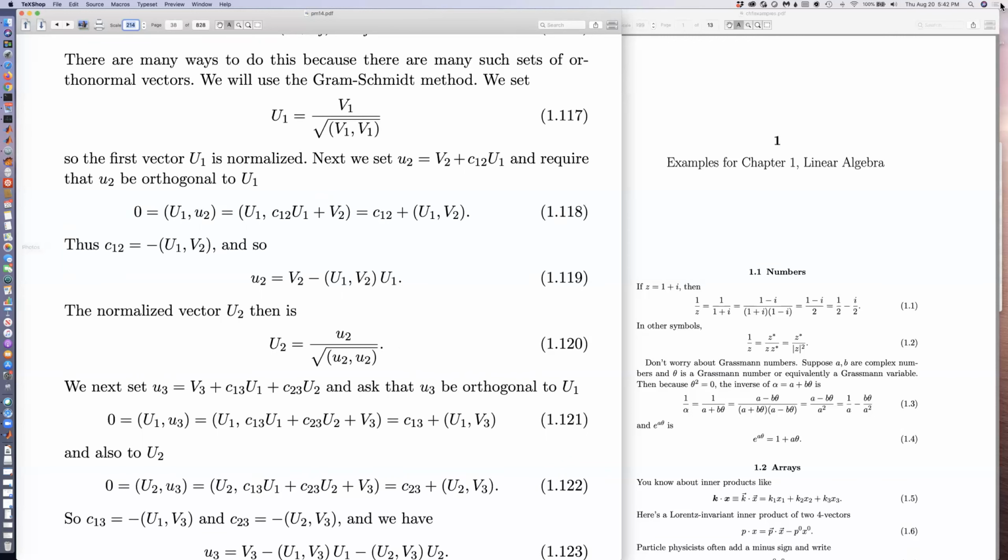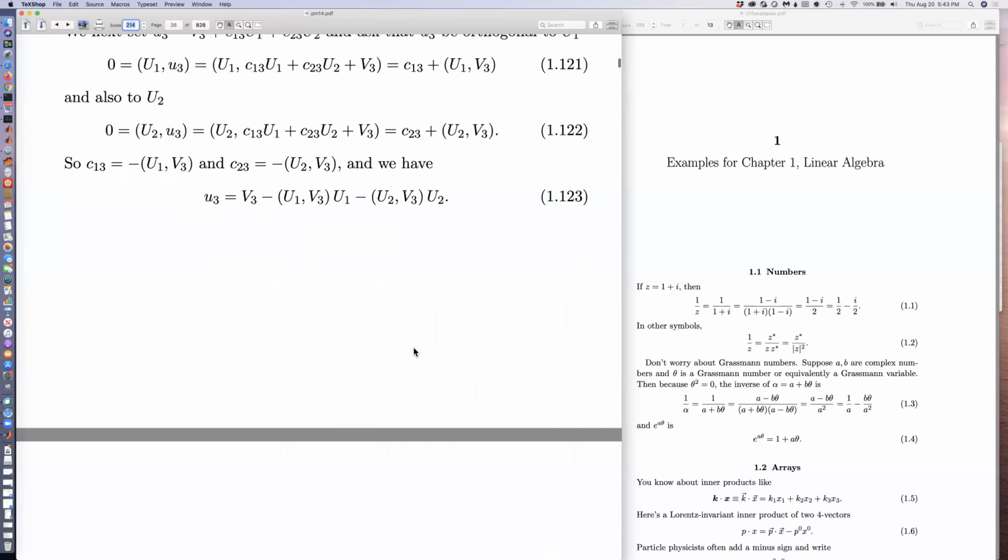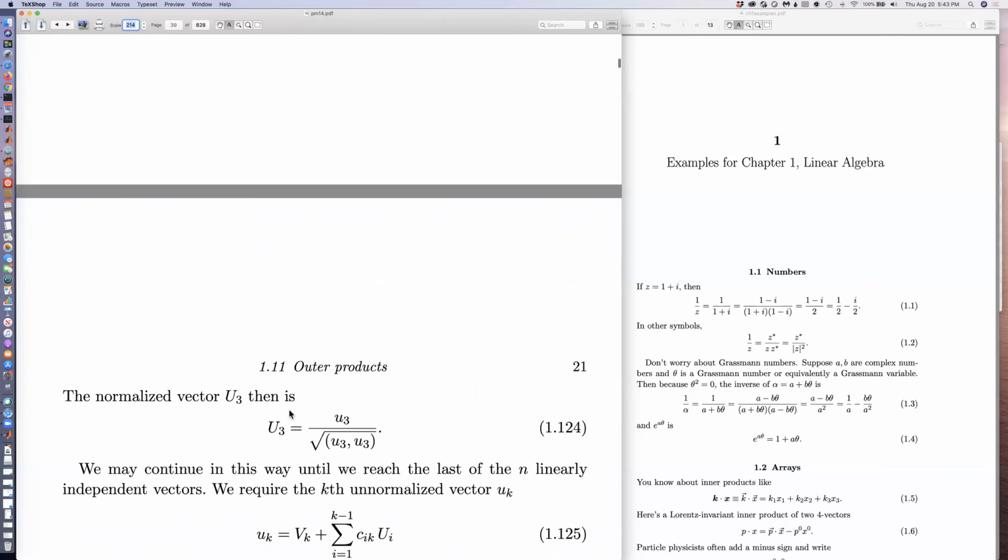I'm a little bit confused as to the question. Let me repeat the answer. The reason this works is that if you take the inner product of U2 with itself, you'll see that you get unity. And then if you go down here, you take the inner product of capital U3 with itself, you can see you get unity.